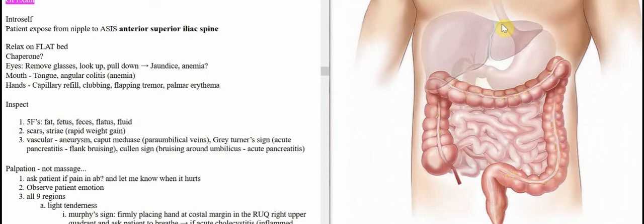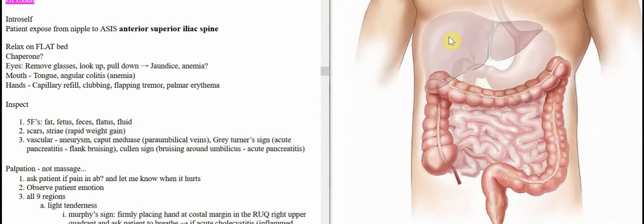Finally, look at the chest. In a male, you'd want to look for gynaecomastia, a sign of hyperestrogenism, also found in chronic liver disease. Obviously, you wouldn't find that in a female.